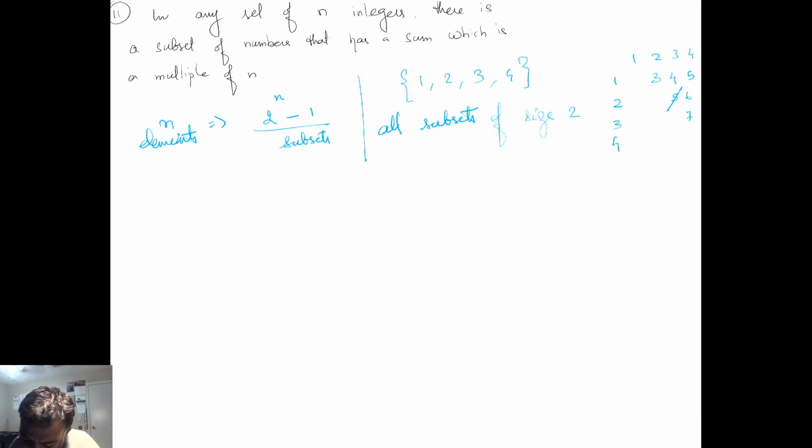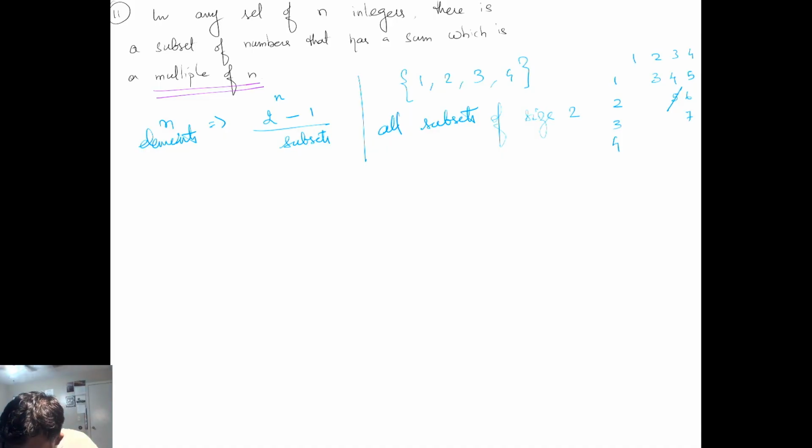So what do I need to do? I want to show that there is something which is a multiple of n, right? So then if it's a multiple of n, then from the first problem onwards, what have we been doing? We've been trying to get this modulo of n. And the moment you do modulo of n, then how many buckets do you have? You have n buckets.